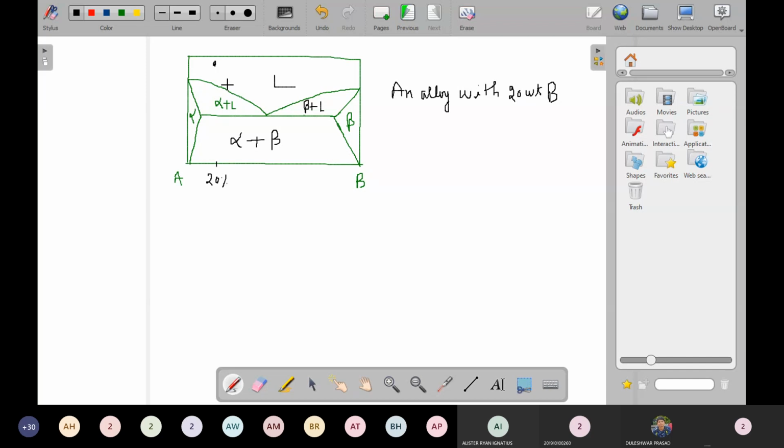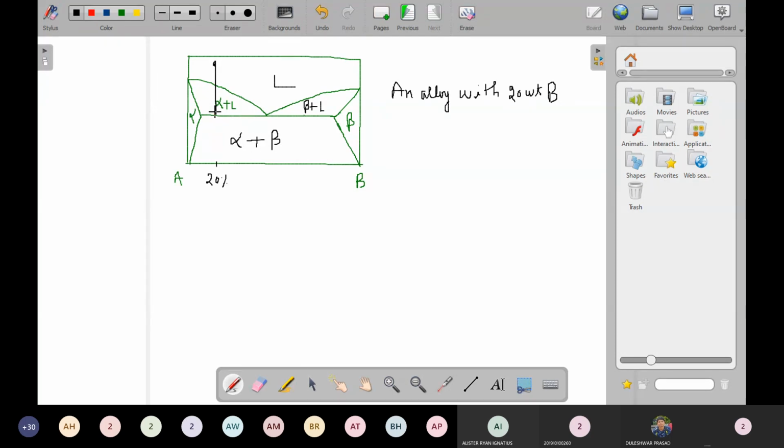Now if I cool or solidify this alloy, it will solidify like this. The temperature will decrease, and by the time it touches this solidus line, what will happen? Alpha will start coming out. At this point, what are the phases present? Alpha plus liquid. When you cool it further, the amount of alpha will increase. Now by the time you touch this point, all the liquid present will transform into alpha plus beta.